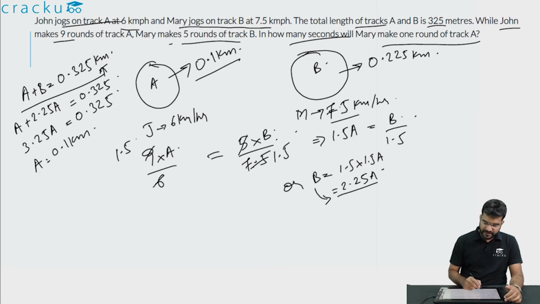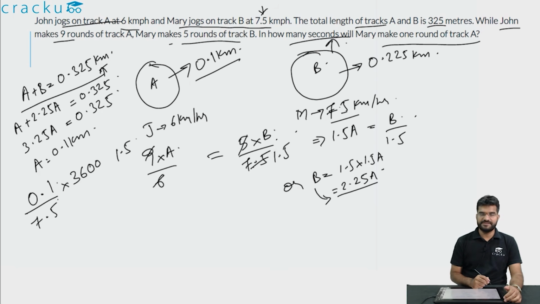Now we are required to find out in how many seconds Mary, who is running at a speed of 7.5 kilometers per hour, will make 1 round of track A. Again, we will just do distance by speed. The distance that Mary has to cover is 0.1 kilometers by 7.5 kilometers per hour. So she is going to cover 1 round of this track in these many hours. We want to convert this into seconds because the question asks how many seconds it is. So to convert the number of hours into seconds, we will just multiply it by 3600.